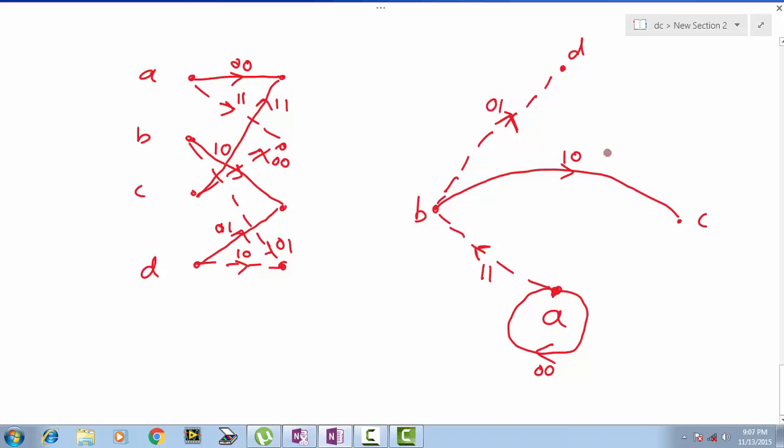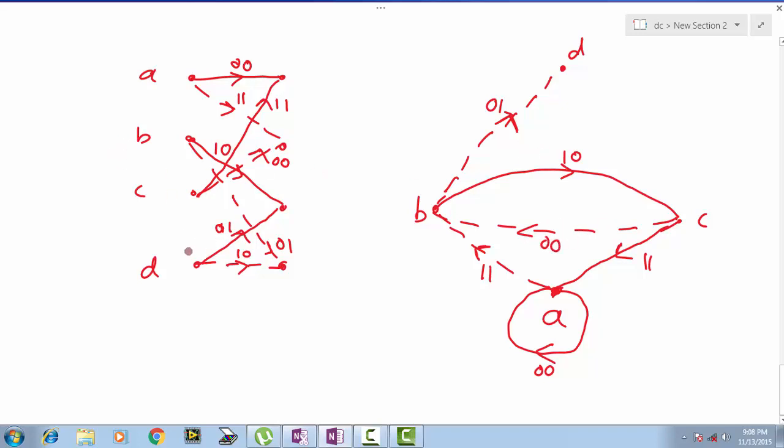Okay, next come to state C. When you are in state C, if the input bit is 0, a solid line, output of 1 1. That means we are coming to A, arrow mark C to A, output 1 1. When we are in state C, if the input bit is 1, dashed line goes to B, with output of 0 0.